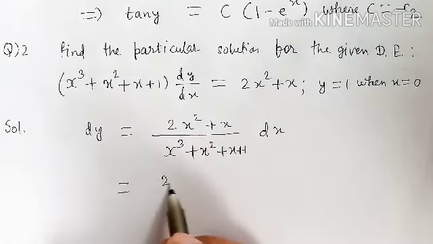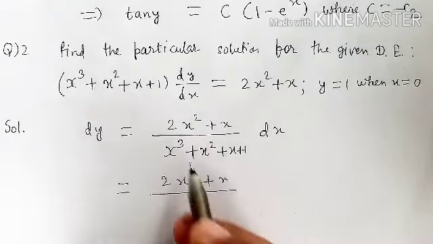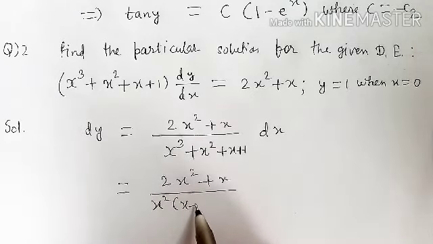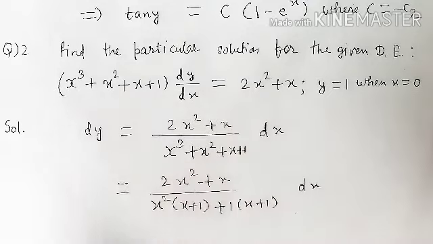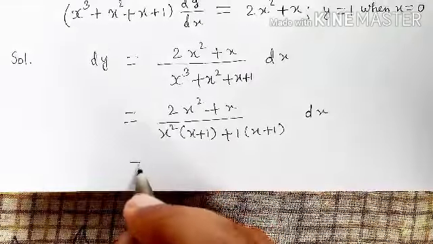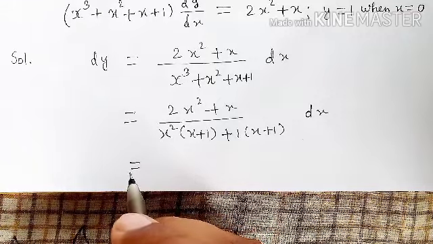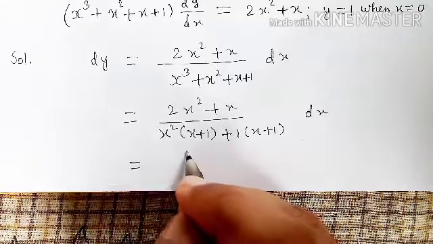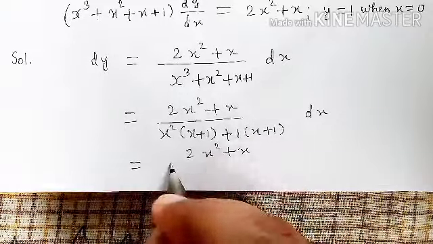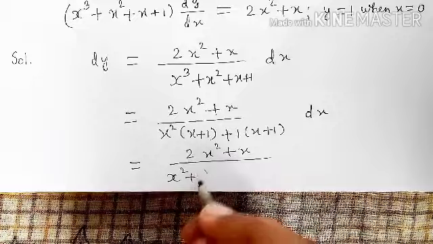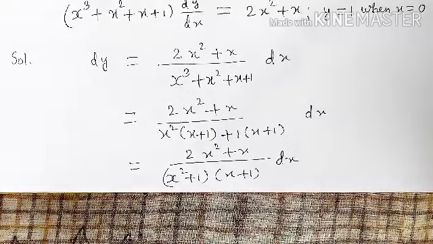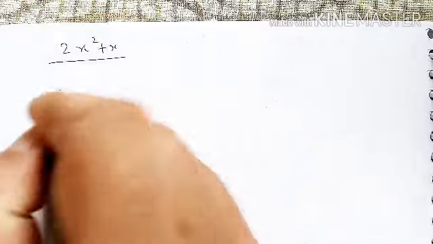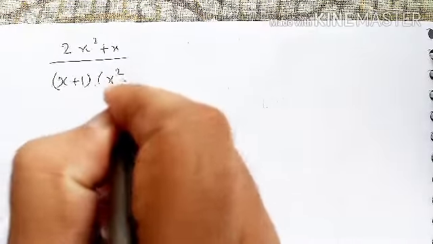This can be written as 2x² + x. If we take x² common here, then x + 1 plus 1 times (x + 1) dx. So the RHS integral will be found using partial fractions. We have to convert this integrand into partial fractions: (2x² + x)/((x + 1)(x² + 1)).